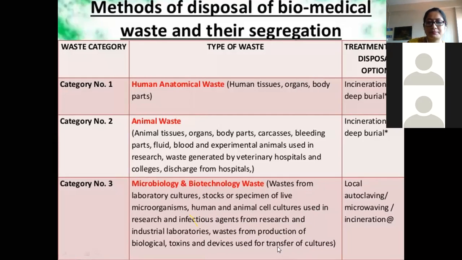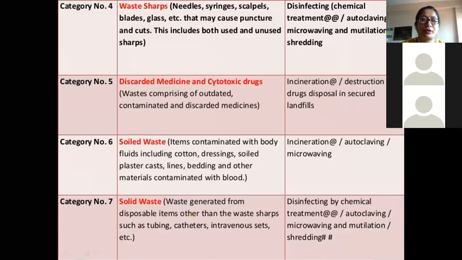So next, category number 4. Waste sharps: needles, syringes, scalpels. Scalpels come from the OT, the operation theatre, along with blades, glass, etc. These may cause punctures and cuts. This includes both used and unused sharps. They are treated by disinfecting with chemical treatment, autoclaving, microwaving, mutilation, and shredding.